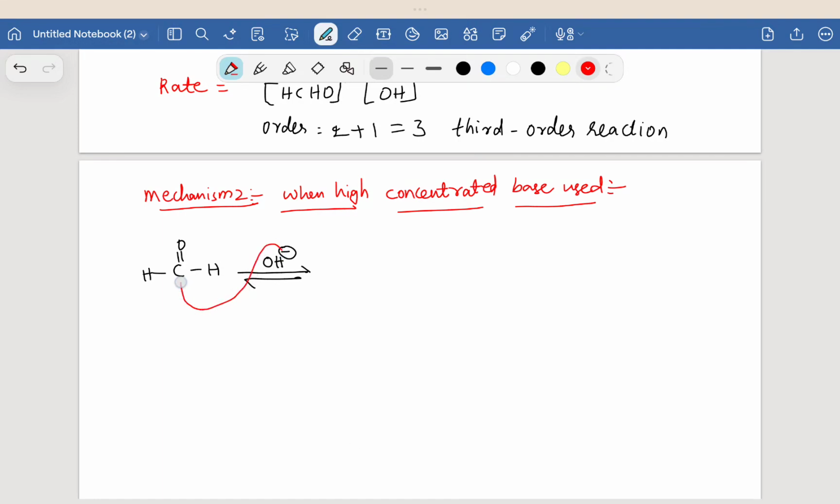Then this OH minus is attacking here at the carbonyl group, which is acting as electrophile, and it will form HCO minus, then H and OH. So we are using high concentrated base, right? This is step 1, and in second step what will happen? Step 2. In base OH minus is there, right? That OH minus will abstract the proton from this alcohol. So it will go as H2O.